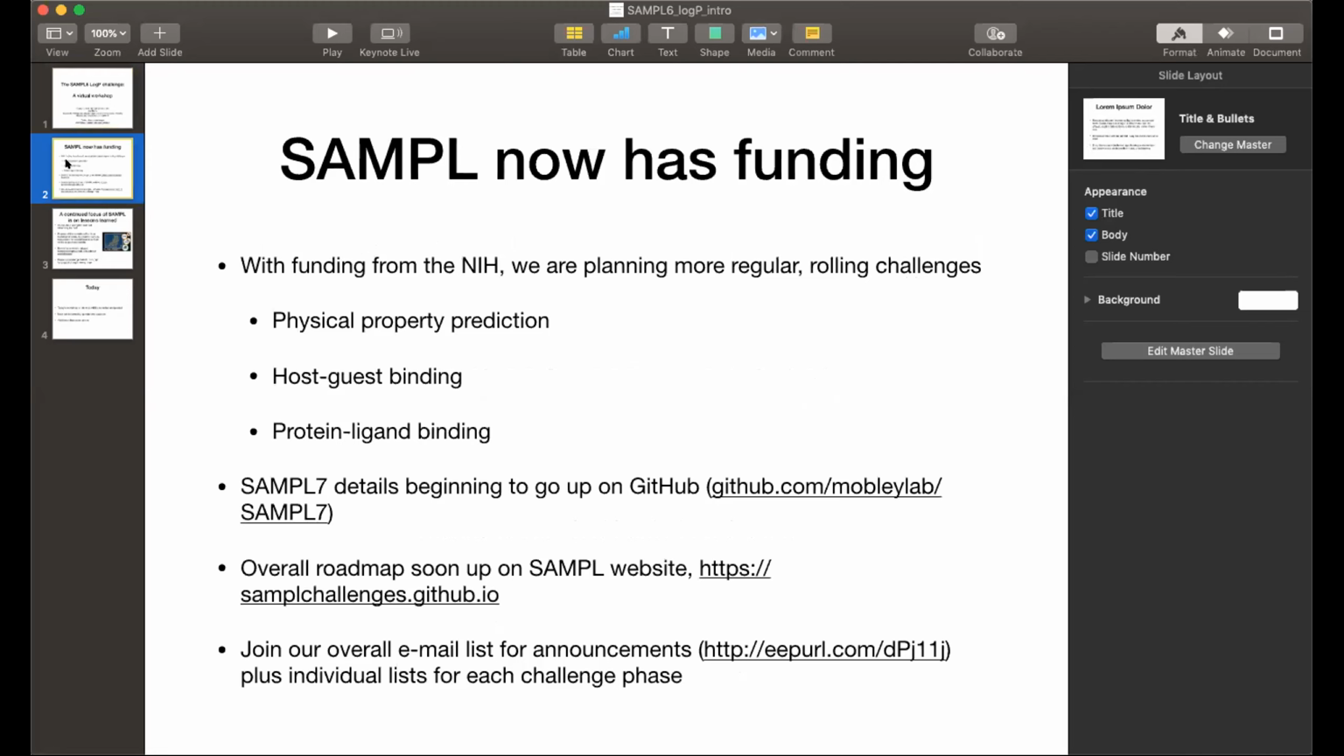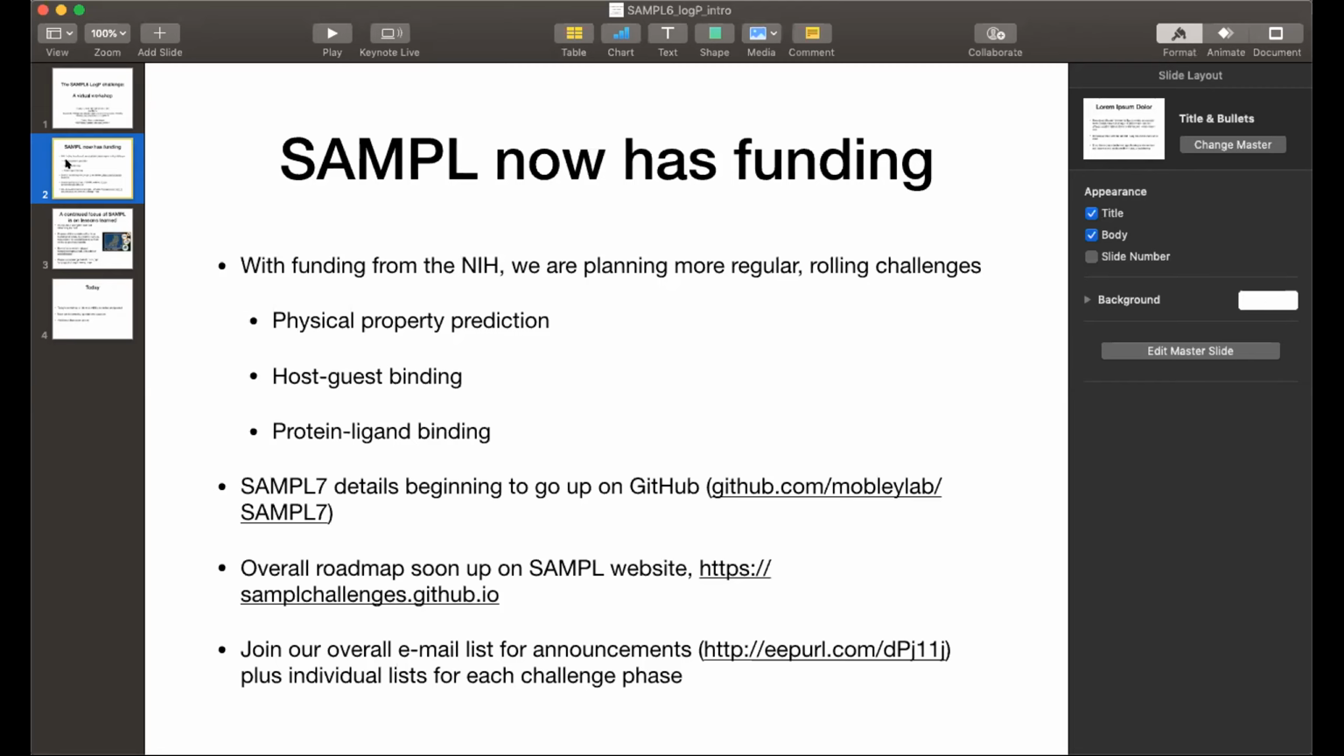So, as I mentioned, we now have funding from the NIH, and so we're planning more regular rolling challenges in 3 general areas: physical property prediction, host-guest binding, and eventually protein-ligand binding. And some of that's going to be continuing along the same lines that are familiar and have been part of the last several SAMPL challenges, logP, pKa, those types of things. We're hoping to drive real progress in these areas, and then as we see that progress, move to progressively more difficult challenges.